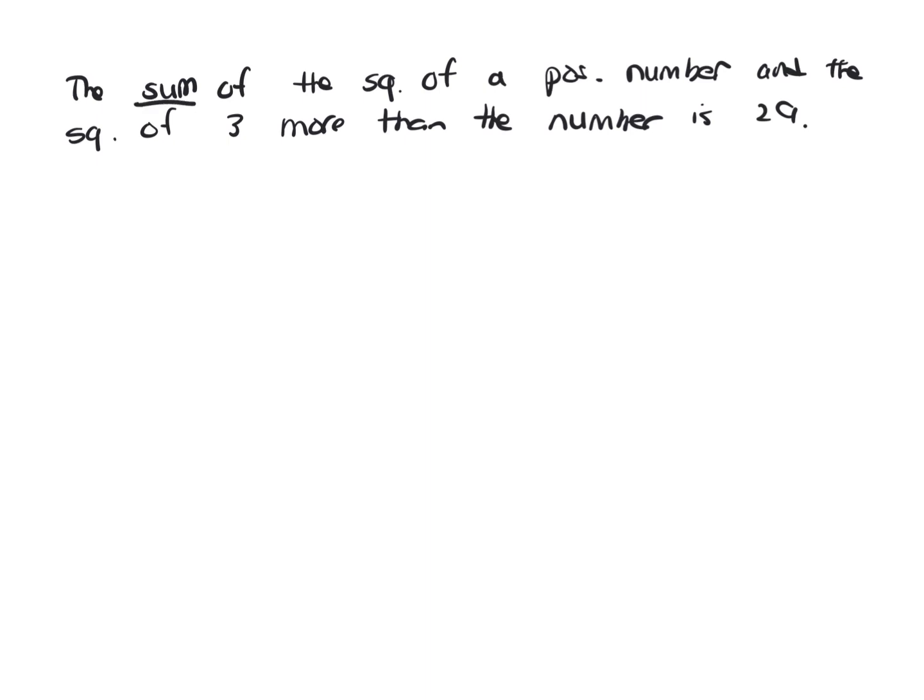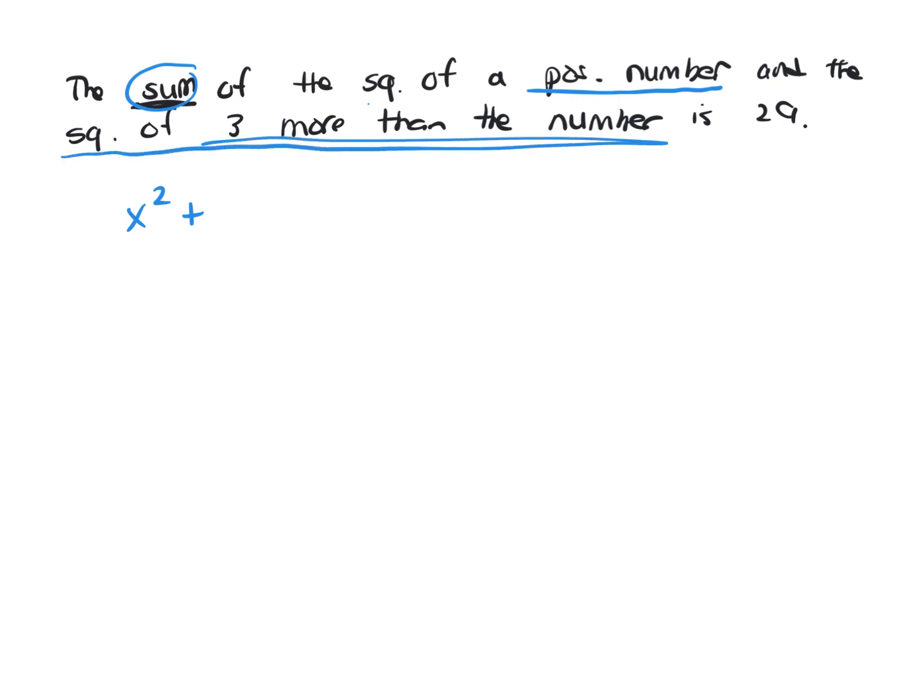All right, the sum, which means addition, of the square of a positive number, and I'm going to call my positive number x, and I want to square it. And I want the sum of the square of a positive number and the square of 3 more than the number. Well, 3 more than the number would be x plus 3, but I want to square that, equals 29.